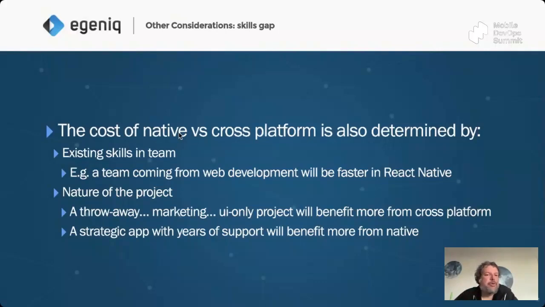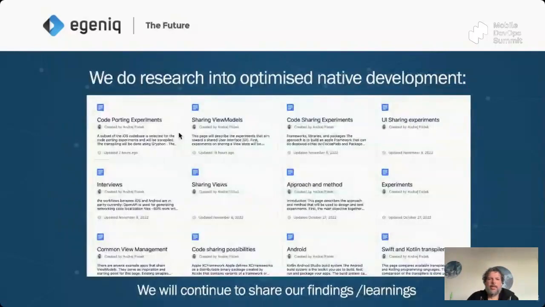And finally, the nature of the project. Like a throwaway, marketing, UI-only project, you can benefit much more in a cross-platform environment, because you can easily make something quick that you're going to toss out anyway. But if it's a strategic app that you will need to support for years to come, and you don't want to rely on technology that might not be there in a couple of years, then you benefit more from native development.